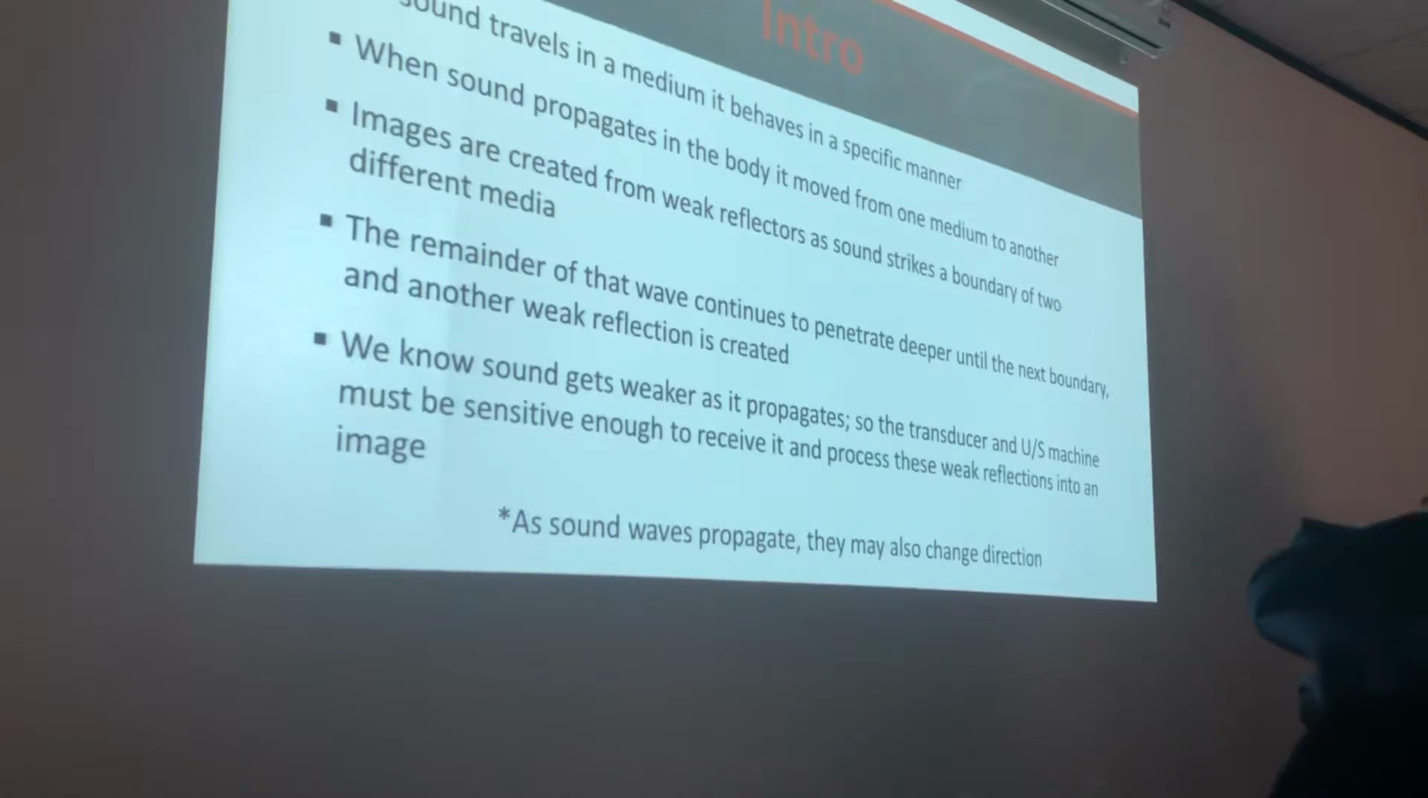but when you get to about 12, 13 centimeters, it's a little darker in that area. That's why the placement of the focus is so important, because once you move the focus down, it's going to even out your whole image. Or you can move your TGCs, remember, because that controls the gain at different depths. We know sound gets weaker as it propagates, so the transducer and ultrasound machine must be sensitive enough to receive and process these weak reflections into an image.